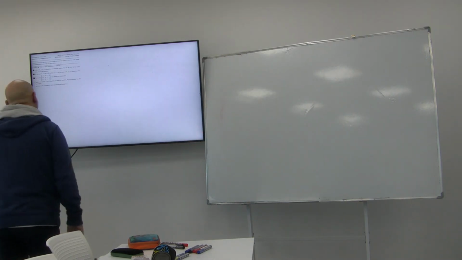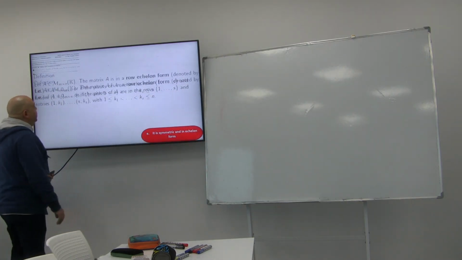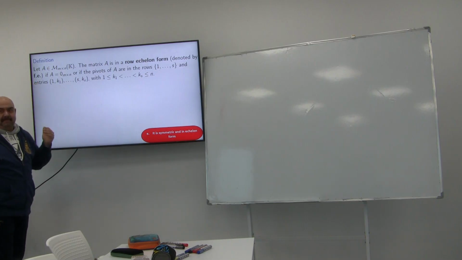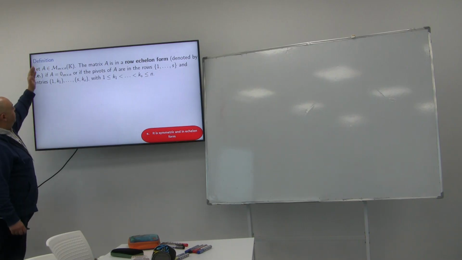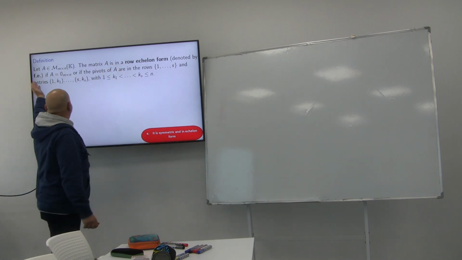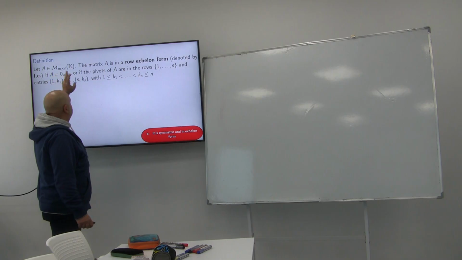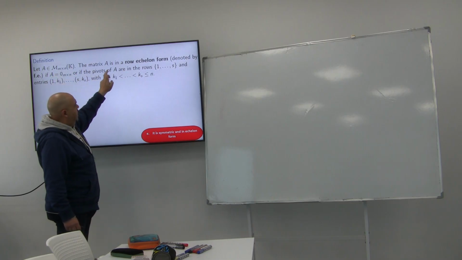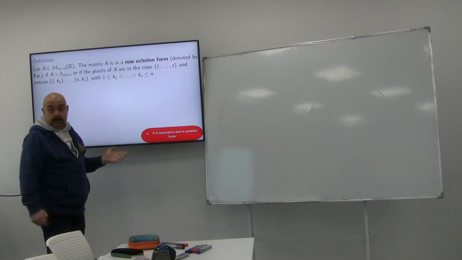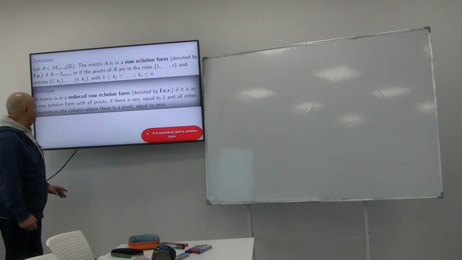Okay, here's why. I will start with the following, giving you the definition from your slides previously. Let A belong to n by n. The matrix A is in row echelon form, denoted by REF, if A equals 0, or if the pivots of A are in the rows 1 up to s, and so on. As you know, that's the condition for an echelon form.